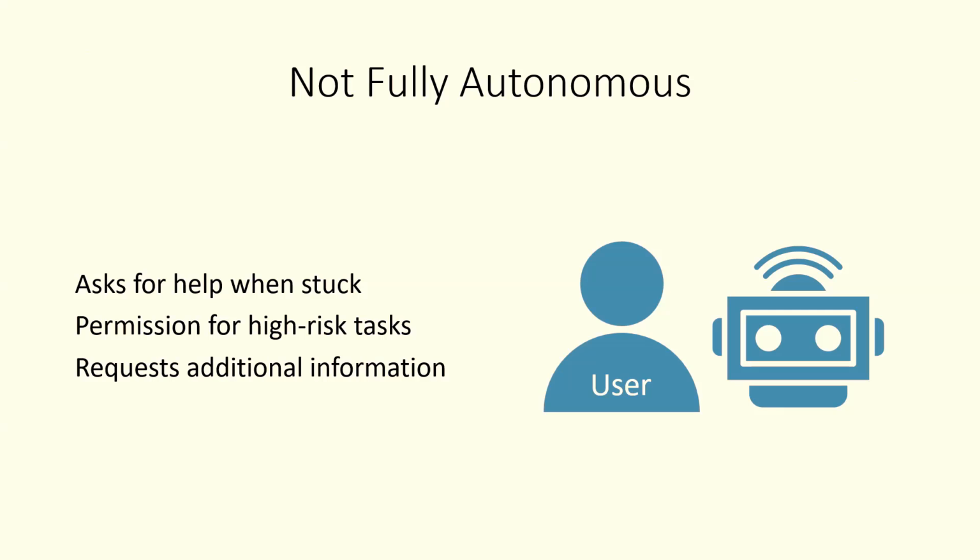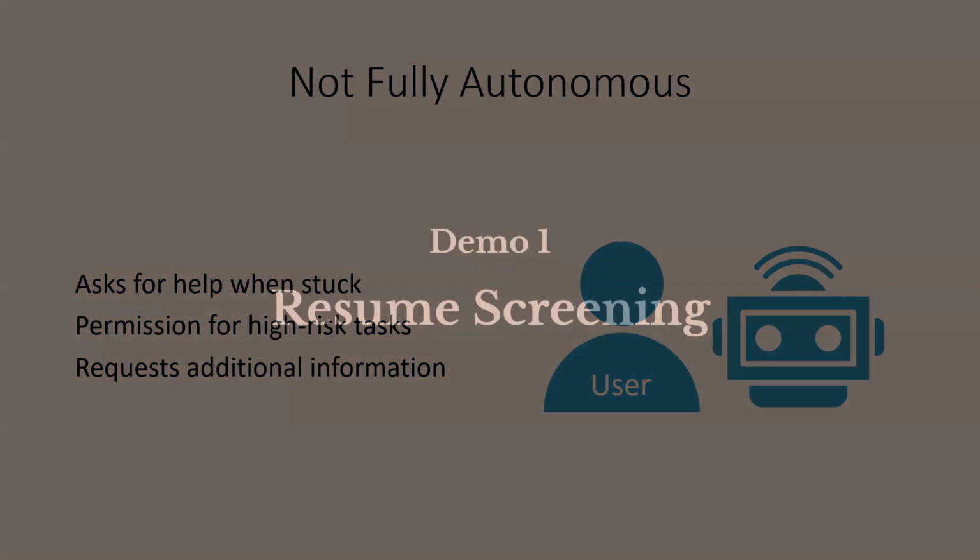And now I should point out that these agents are not fully autonomous. They're intentionally semi-autonomous. We don't want them to be fully autonomous. Rather, they're instructed to ask the user for help if they get stuck, get permission before performing any tasks that are deemed high risk, and request additional information if something is unclear with the steps.